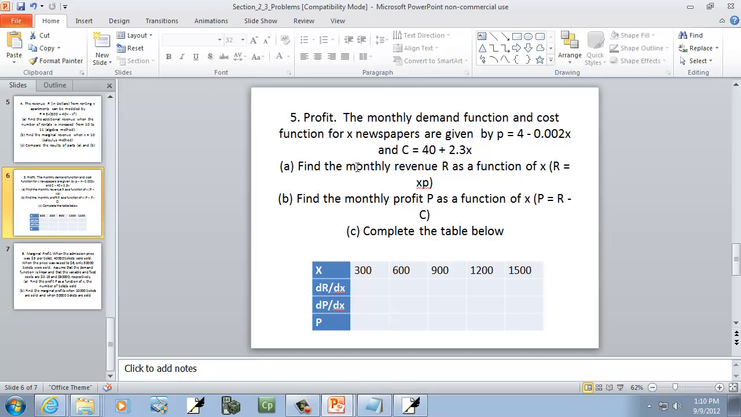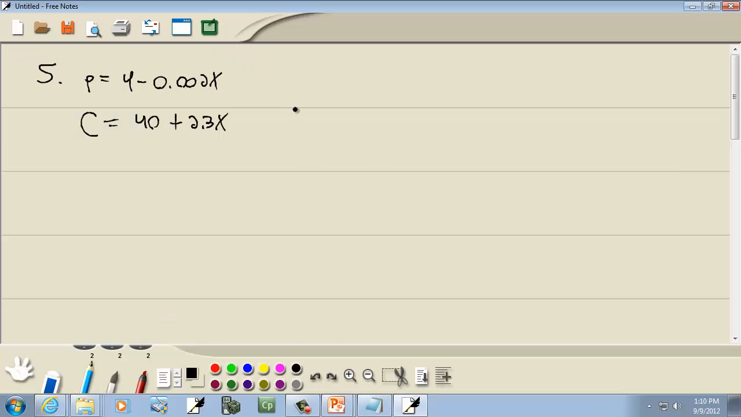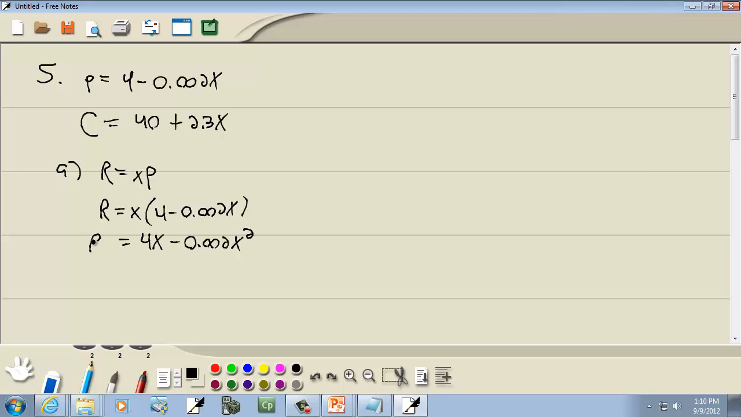Part A says find the monthly revenue R as a function of x. I put the formula here so you'd have it. R is equal to xp. So R is equal to x times little p. So x is just x, and then little p is our 4 minus 0.002x. x times 4 is 4x. x times this gives us negative 0.002x squared. And that's our R.